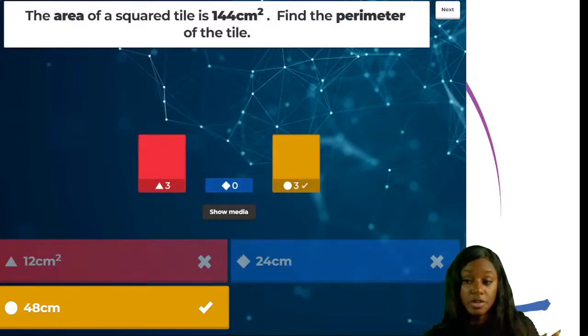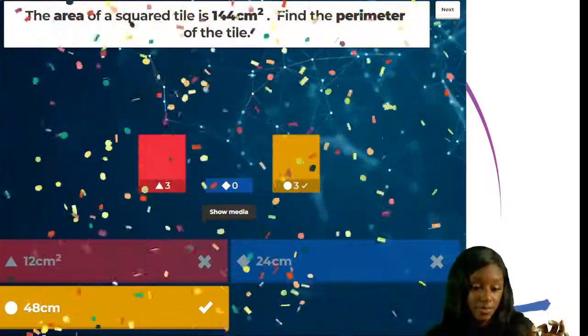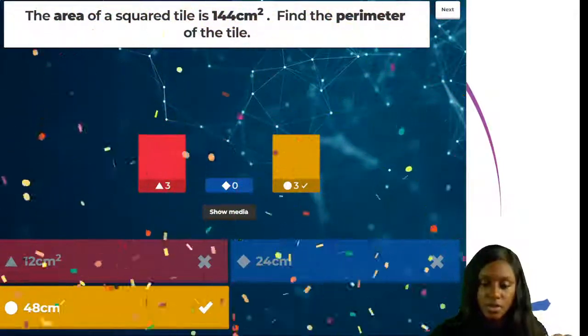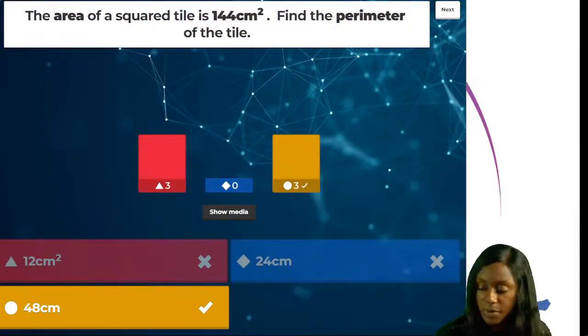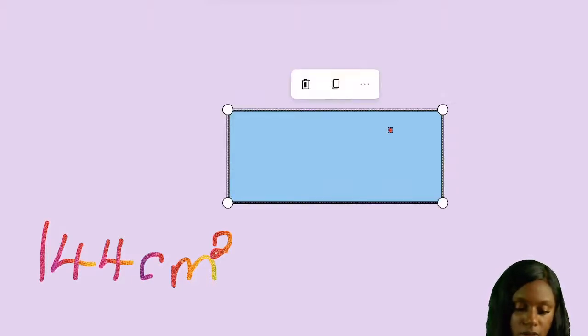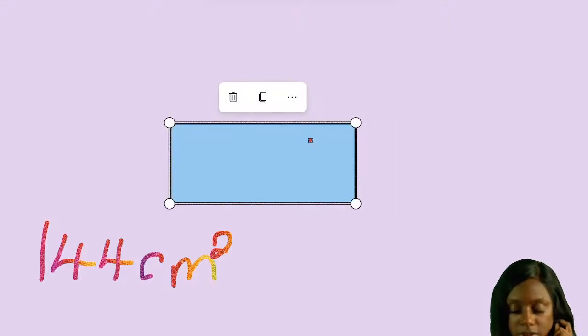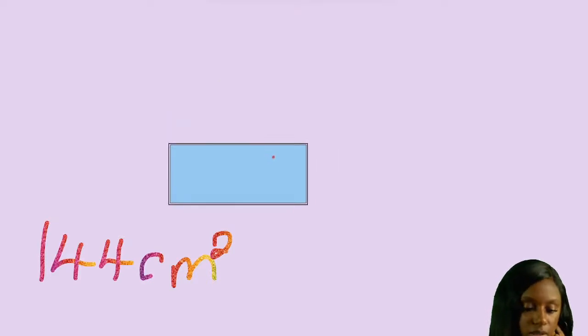Congratulations to the 3 persons who got this correct. So the question said that it is a squared tile. So let me change up my shape here on my board a bit. Let me get to the whiteboard. They said that it's a squared tile. Let's get this to be a square. I could bring this in a bit. Give me a second. I'm not getting the shape how I want it to.